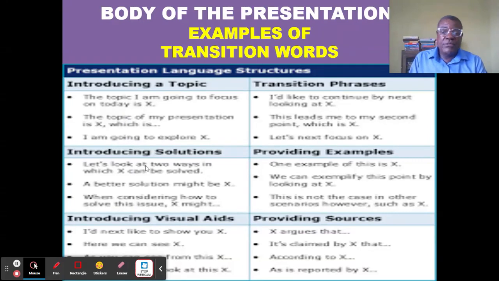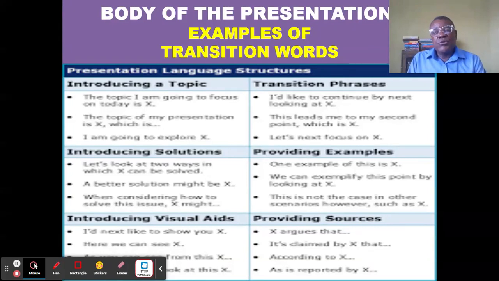Then when introducing solutions, if your presentation is about solving some challenges, then you can say, let's look at two ways in which X can be solved. Or you can say a better solution might be X. Or when considering how to solve this issue, X might be the ideal way to go about it.